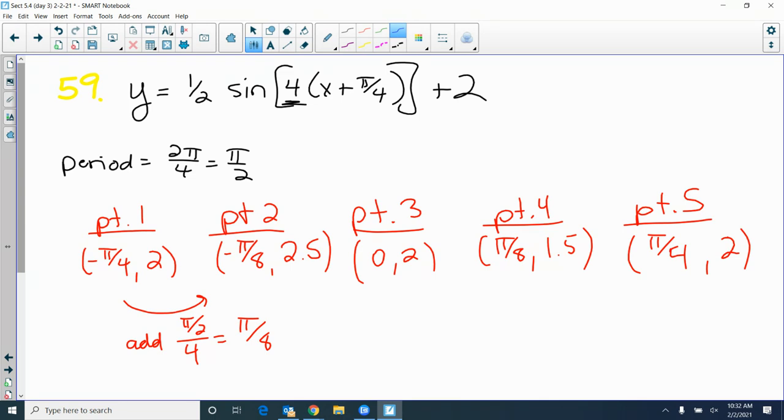Take the period. 4 is this b value. 2 pi divided by 4 is pi over 2. That's the new period. Cut that into fourths. So you got to add pi over 8. So you should have negative pi over 4, 2, negative pi over 8, 2.5, 0, 2, pi over 8, 1.5, pi over 4, 2. All right, who had those?